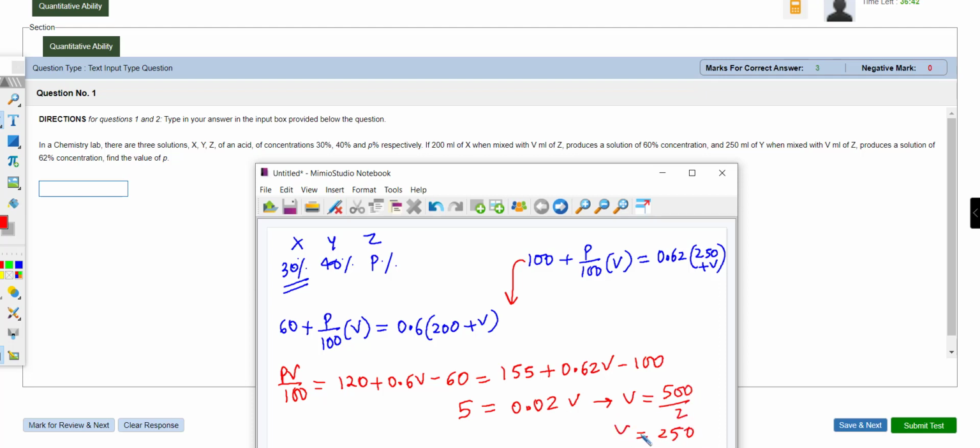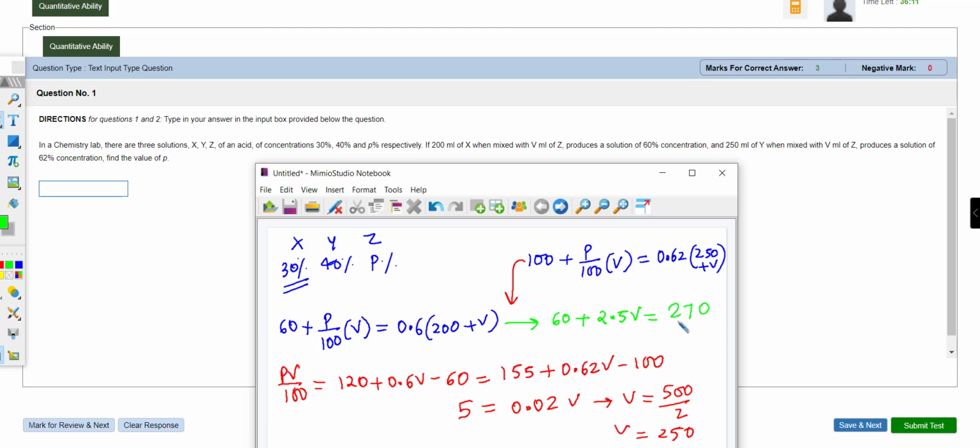We need to find the value of P here. So I'm going to put the value of V equal to 250 in this equation. 60 plus 2.5V, with V equal to 250. 250 plus 200 is equal to 450. 450 into 0.6 is going to be 270.